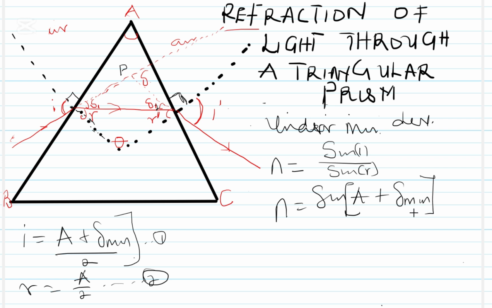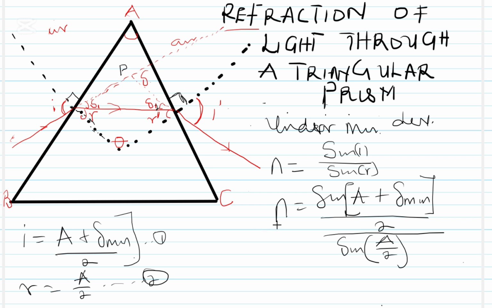So we say A plus delta minimum all over 2. Now, what about the one at the denominator? Right down here, we have our R, and our R is now equal to A over 2. Therefore, we now say this is all over what's down there. We have sine, we open our bracket. Our R is equal to A over 2. We now replace the R with A over 2. All right, so this now becomes the formula that we're looking for.